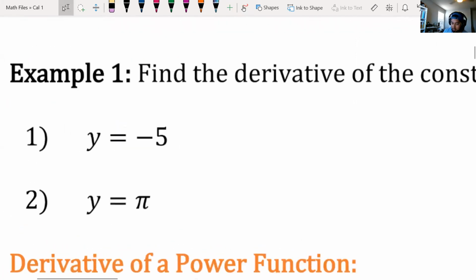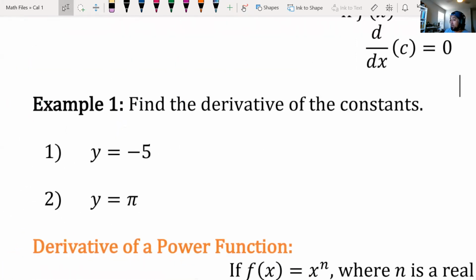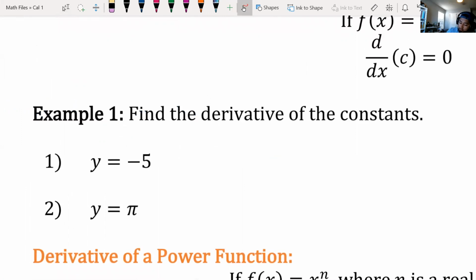So let's go ahead and try out our derivatives. Example 1, y equals -5. So we'll take the derivative, we'll say y prime, and what is the derivative of -5? 0. Look at that.